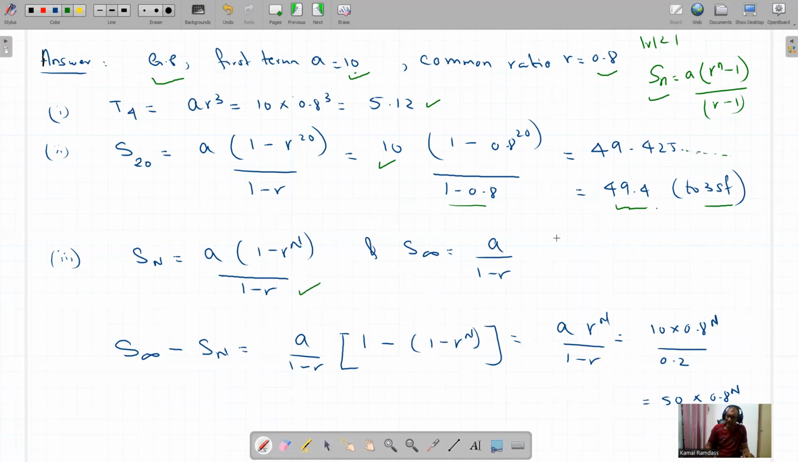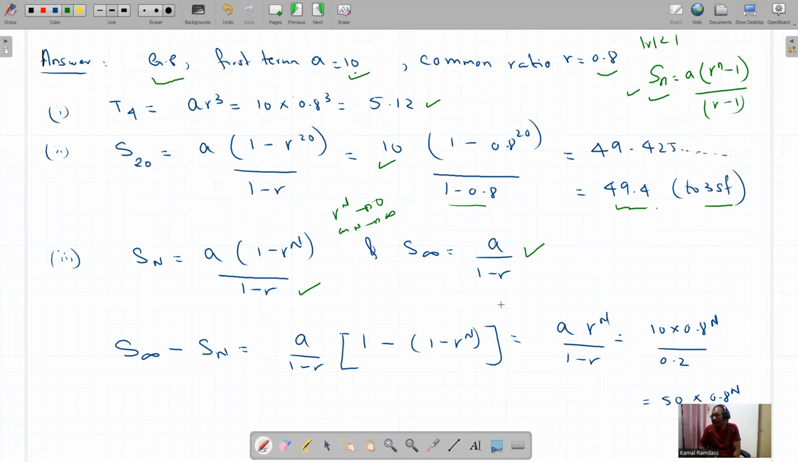S infinity is equal to... because as n tends to infinity, R to the power of n tends to 0, the limit of R to the power of n is equal to 0. So my S infinity is equal to A divided by 1 minus R. That is another formula I need to know. These are two formulas I need to know.